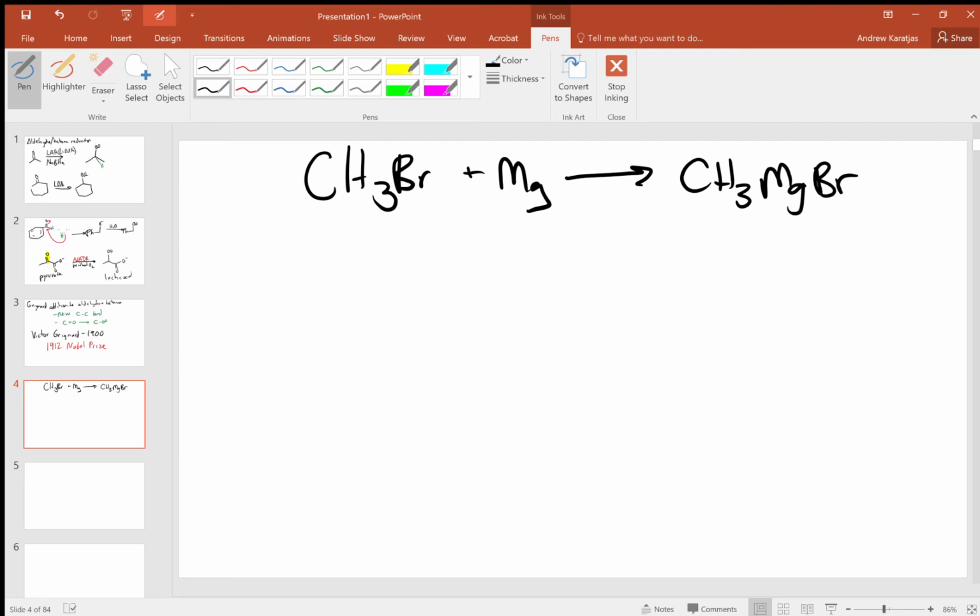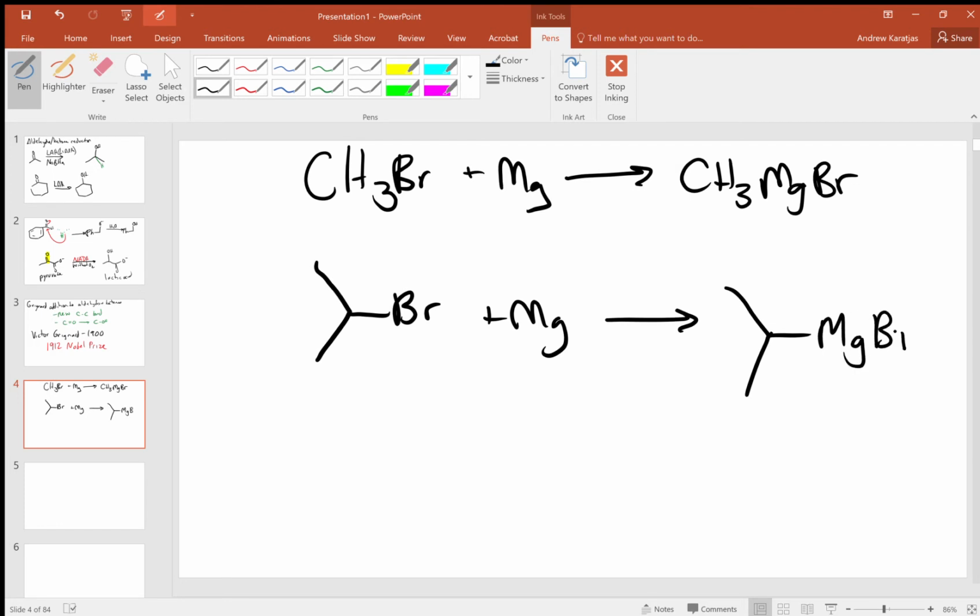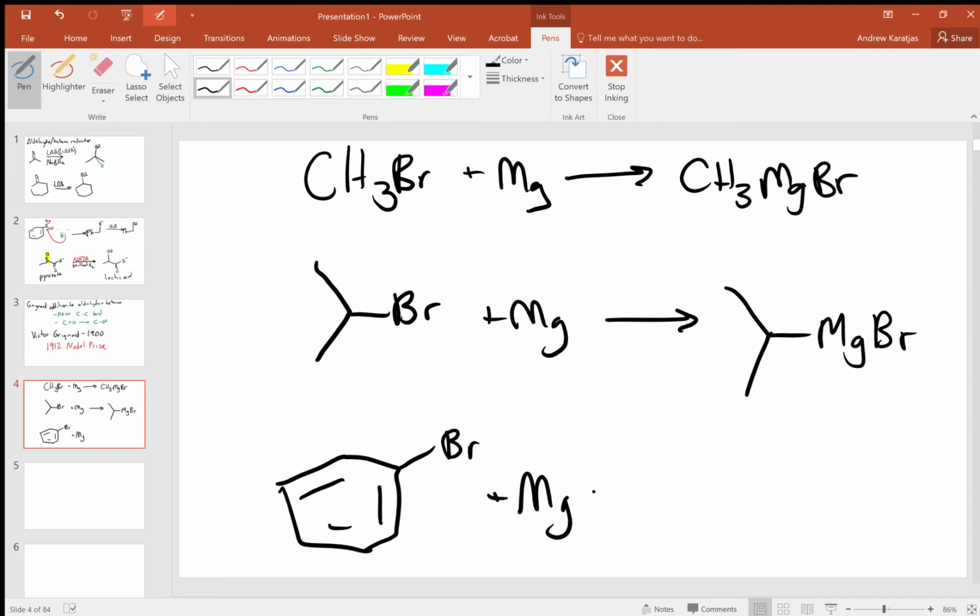And we can do it with very simple reagents, just like bromomethane. Isopropyl is another common one. And maybe the most common one, in fact, we see it quite often in undergraduate lab experiments, is to take bromobenzene and add magnesium to make the phenyl Grignard.